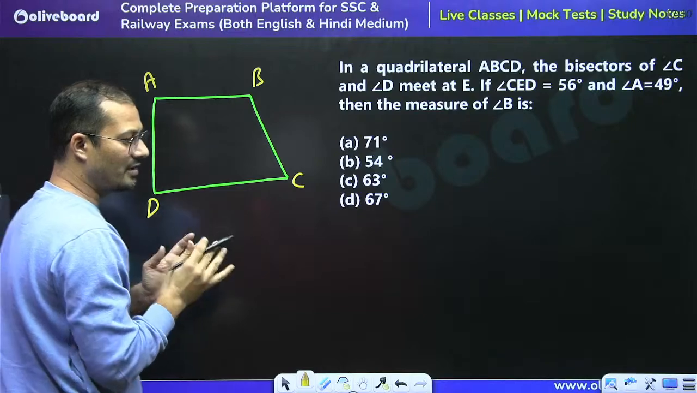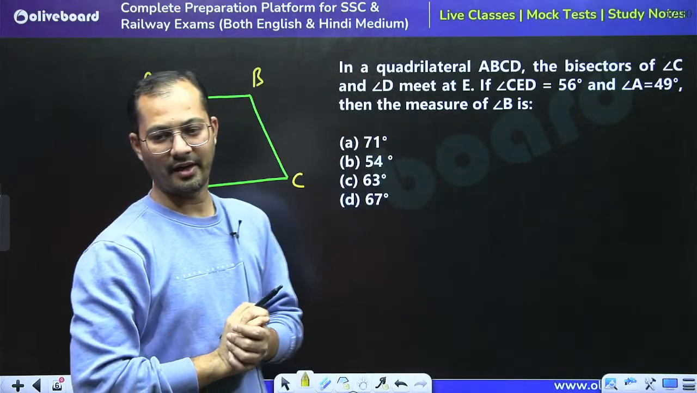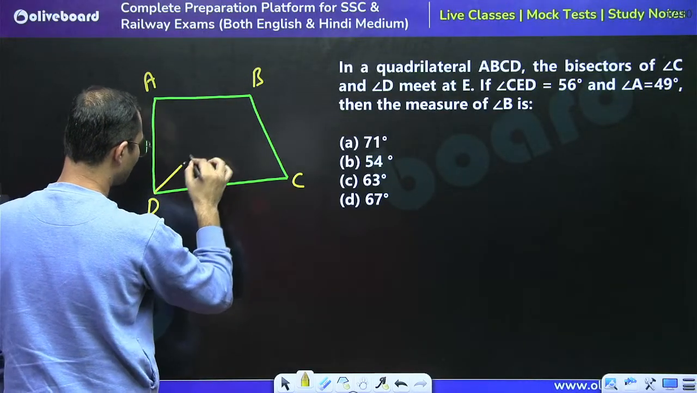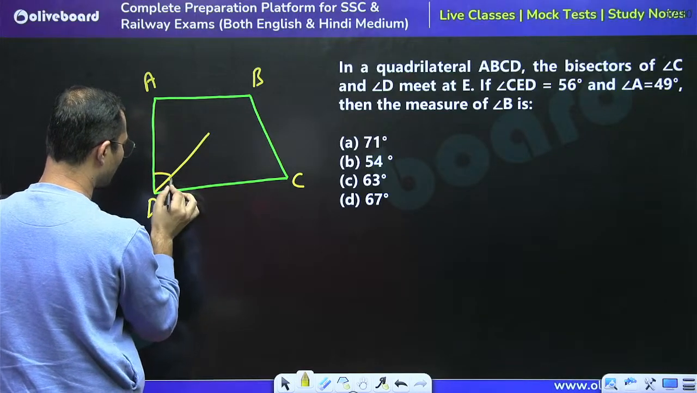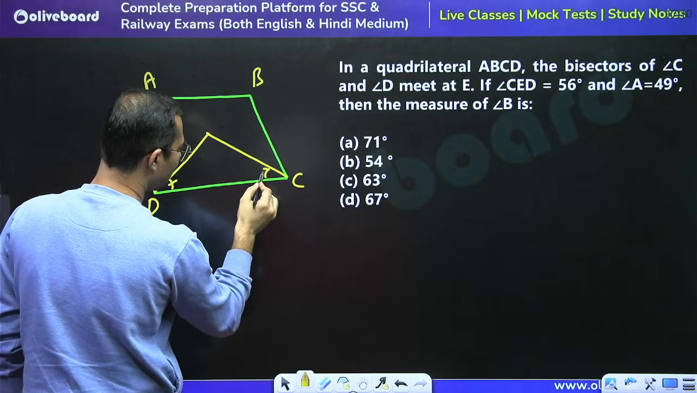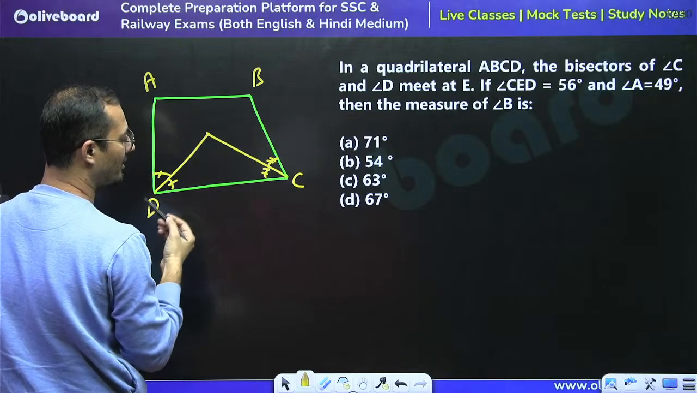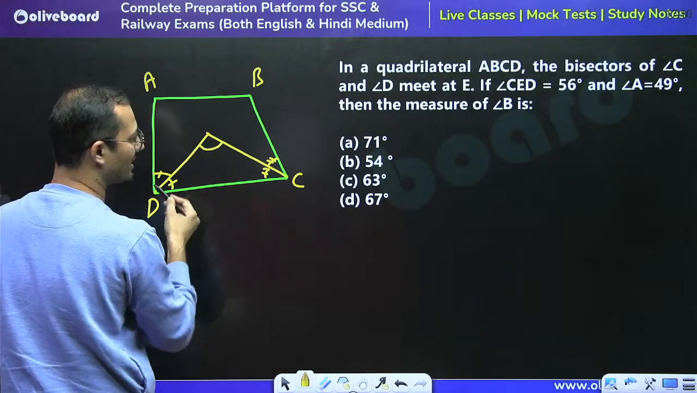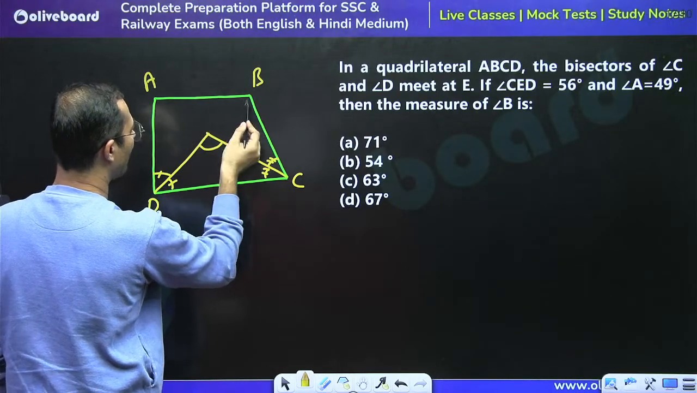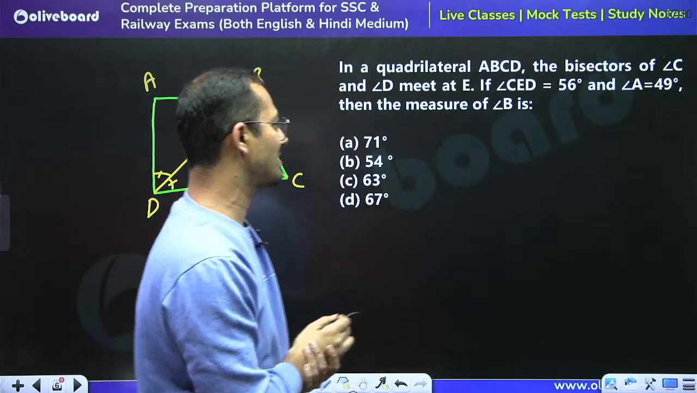And whenever we draw the angle bisector of adjacent angles, this is the angle bisector, so this angle is equal to this. And this is also an angle bisector, so this angle is equal to this. Whenever we draw angle bisectors for adjacent angles in a quadrilateral, the angle made by both angle bisectors is equal to half of the opposite vertex angle sum.